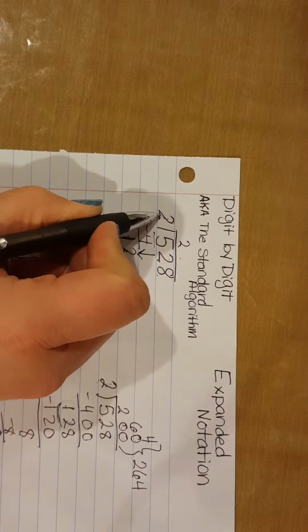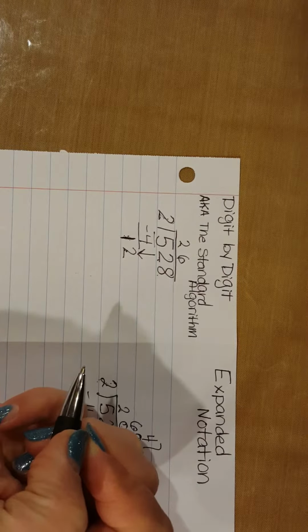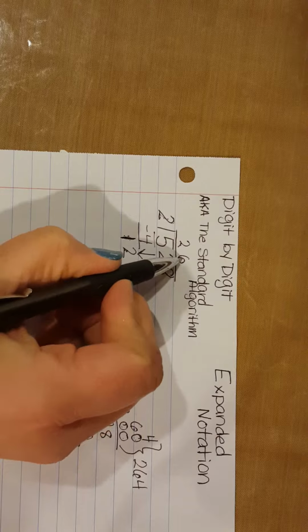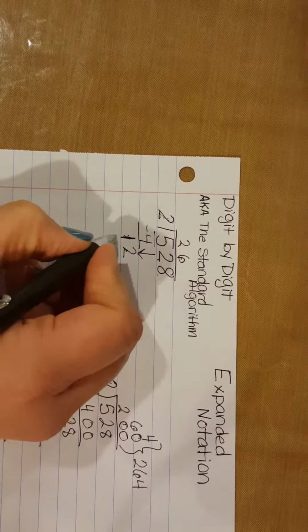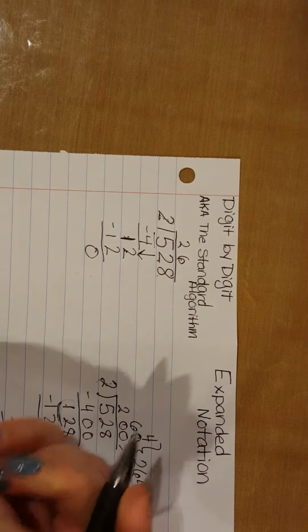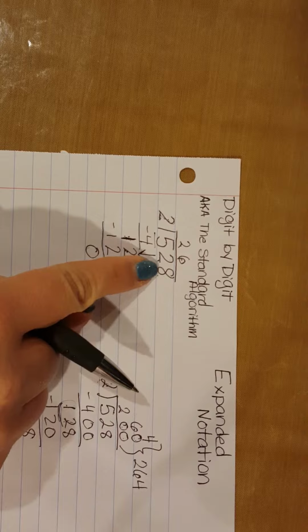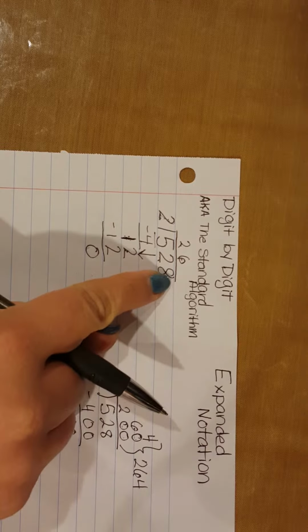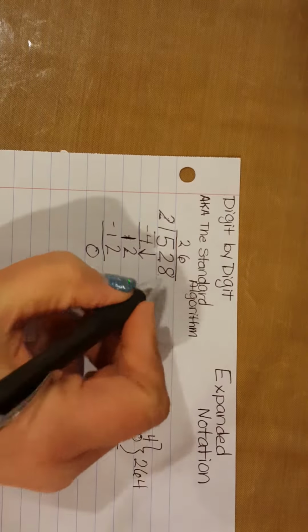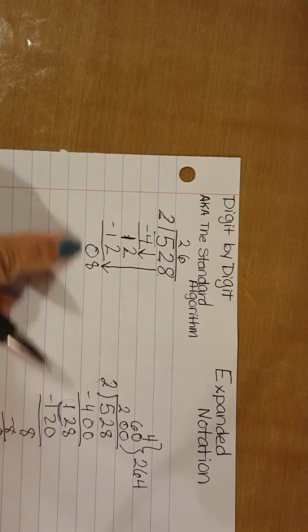12 divided by 2 is 6. So I'll write that there. Now I have to see if there are any leftovers. 6 times 2 actually equals 12. So when I subtract, I will have 0 leftovers. Now I still need to keep going because there are numbers and spaces that I have not used. So I'm going to bring a copy of my 8 down and write it down here.